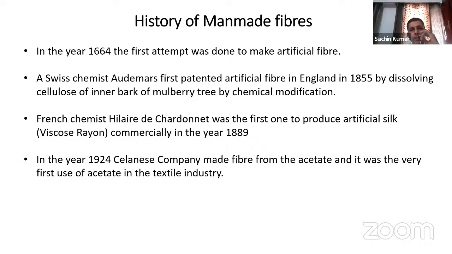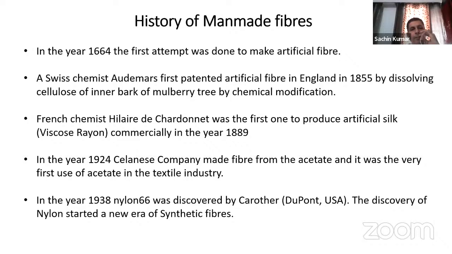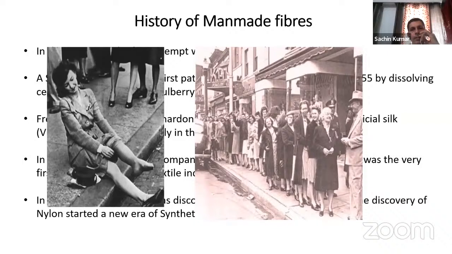Among the synthetic fibers, nylon is the first fiber made purely out of chemicals, by Carothers at the DuPont Company, US, in 1938. This is the beginning of a new era of synthetic fibers, and a very revolutionary step in the history of fibers. Beyond that, a lot of fibers came into the picture, but the major fiber first discovered is nylon 6,6. After the discovery of nylon, the first product made was socks, or stockings, used by women. They were sold in millions in the USA after this discovery. So this brought a revolutionary change.